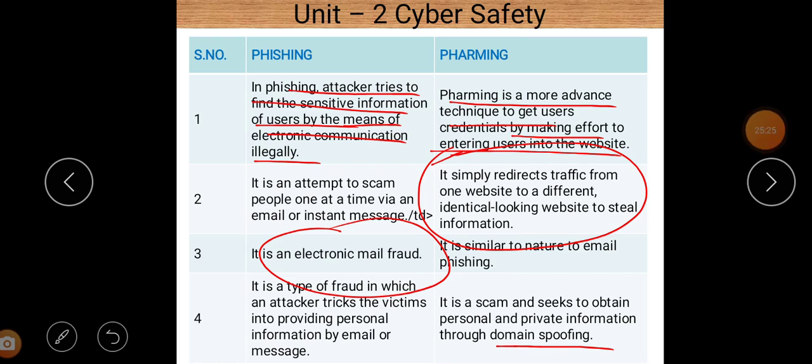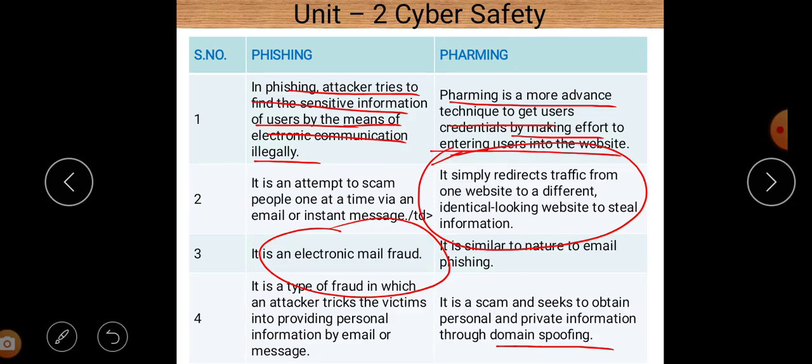While pharming is basically a more advanced technique to get users' credentials by misdirecting users. In other words, it misdirects users to a fake website that appears to be official, and the victim gives their personal information by default.